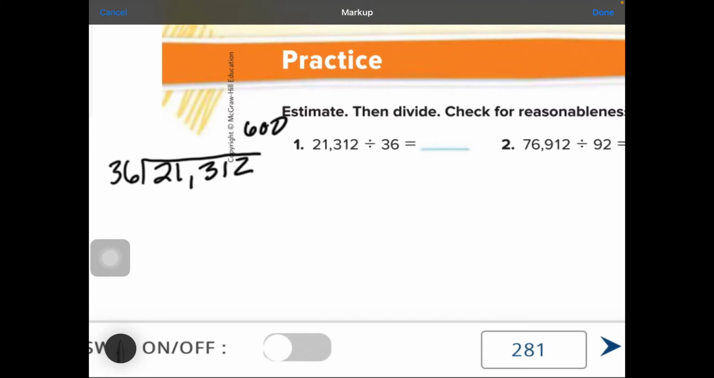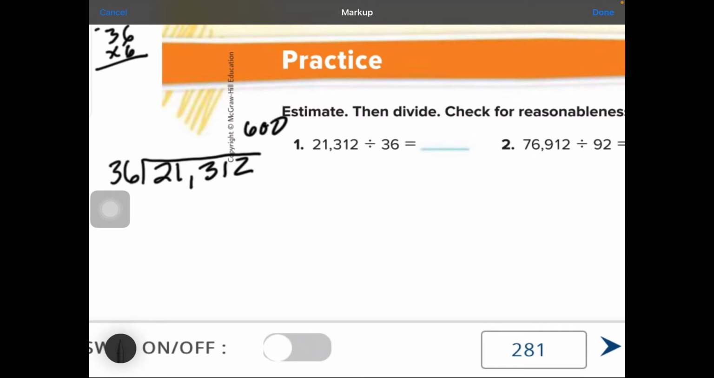36 into 21,312. Okay, we can do this. 36 will not go into 2, and it will not go into 21, but it will go into 213. There's about 1, 2, 3, 4, 5, 6. So I think I'm going to do about 6.